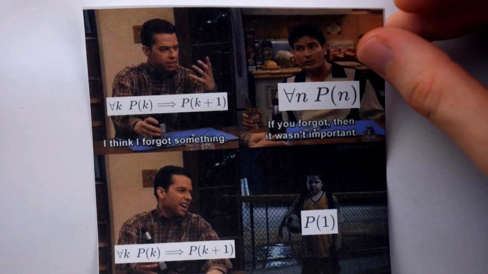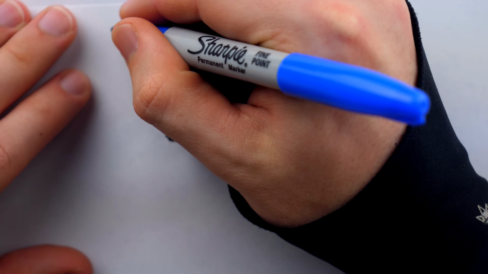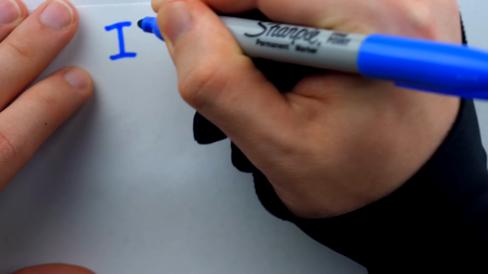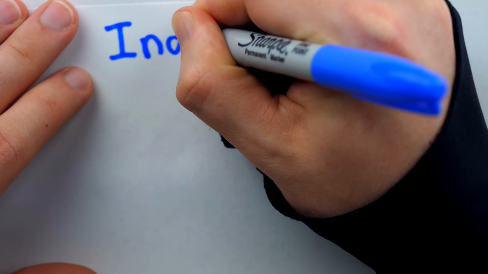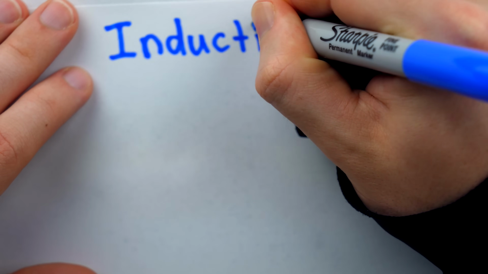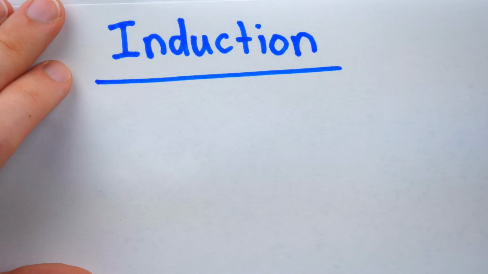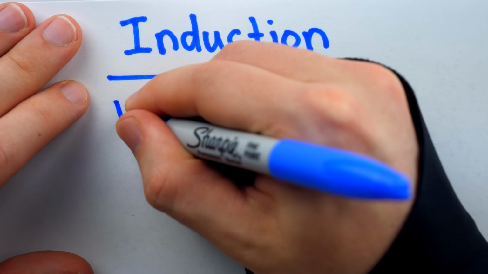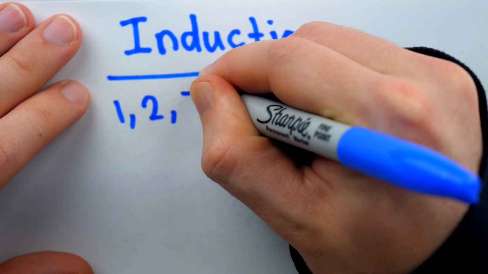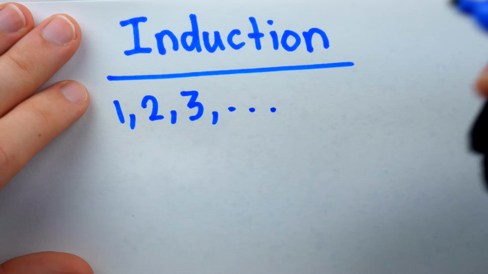Even if you're not familiar with all of the symbols in this meme, the math behind it is very easy to understand. It's a meme about a proof technique called a proof by induction. This is a technique commonly used in mathematics to prove statements about the natural numbers. So we would use the technique to prove things about 1, 2, 3, and so on to infinity.